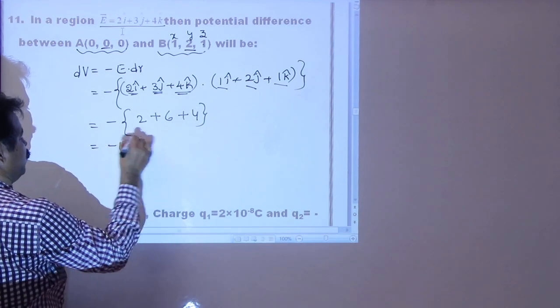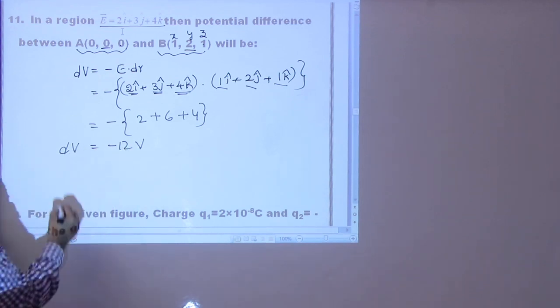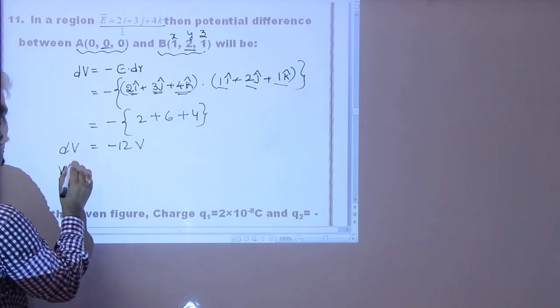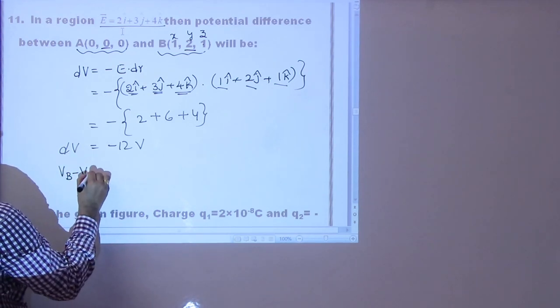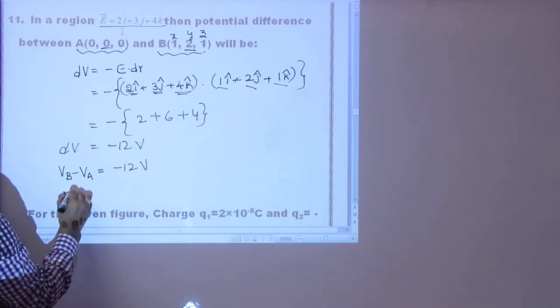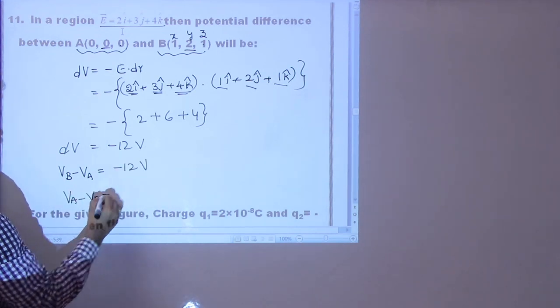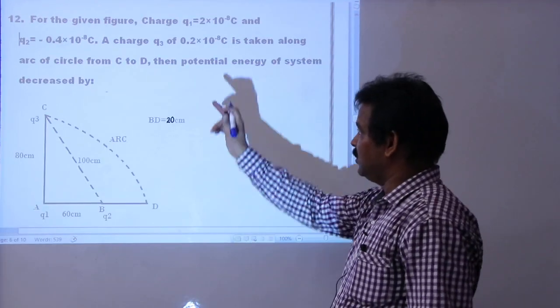So this will be minus 12 volts. The potential difference between these 2 points is minus 12 volts. So VB minus VA, because B is the second point, is equal to minus 12 volts. Or in the options, if they ask you to find VA minus VB, this will be plus 12 volts.